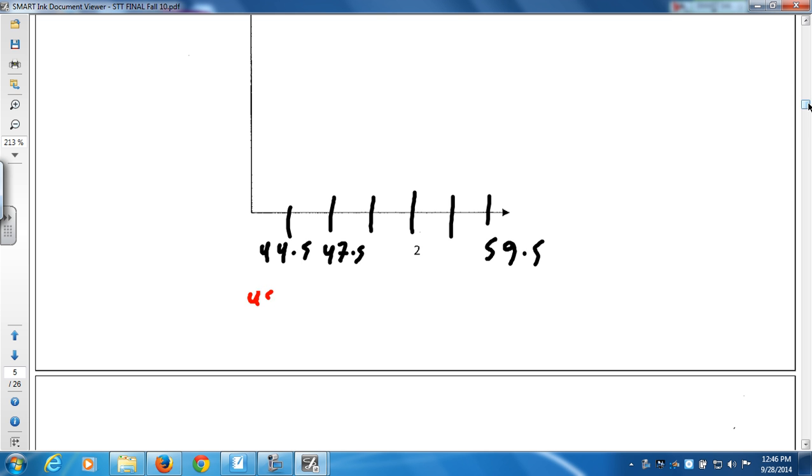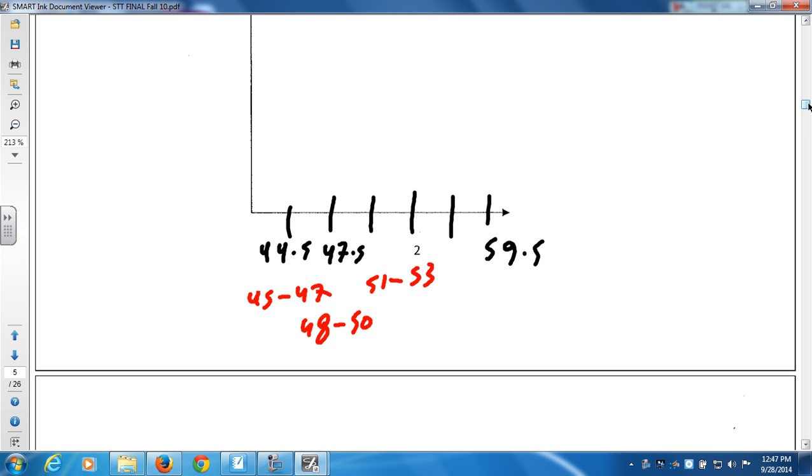You can say 45 to 47, first class. And then this class will be from 48 to 50, and then from 51 to 53. But you're really going to run out of space here. It's not really convenient. Shouldn't the last class be 57.5? Yeah, I'm using the upper boundary here.